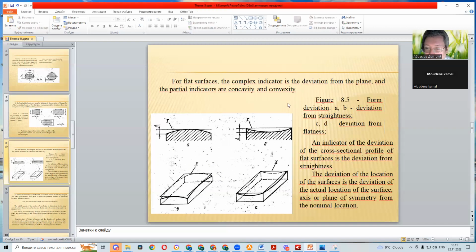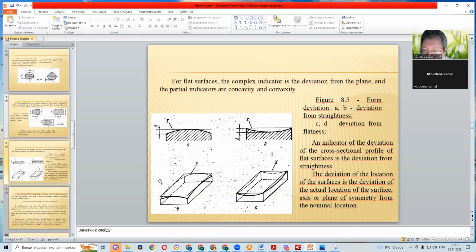Form deviation. A, it's deviation from straightness. CD, deviation from flatness. A and B, it's deviation from straightness, and CD, deviation from flatness. An indicator of the deviation of the cross-sectional profile of flat surfaces is the deviation from straightness.